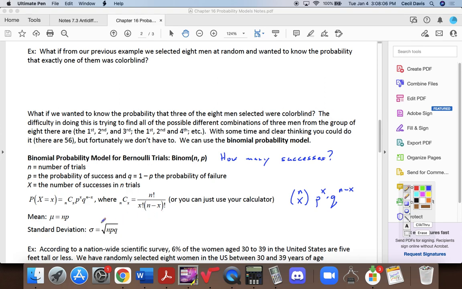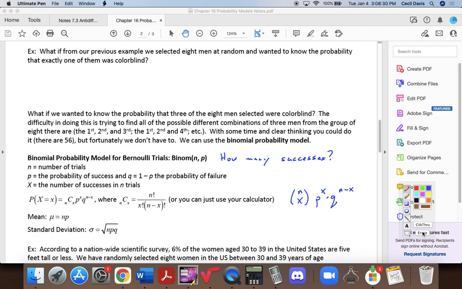The mean is n times p. So p is the probability that any one, multiply that times the number, that gives you the mean number that you're going to get. And the standard deviation, you will use this a fair bit, is the square root of npq.